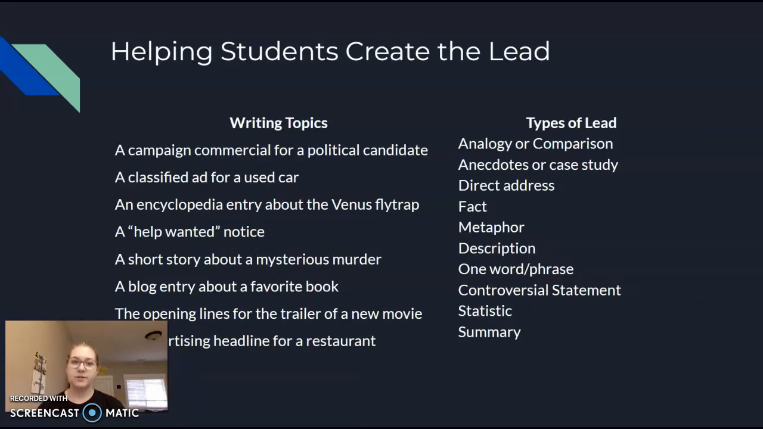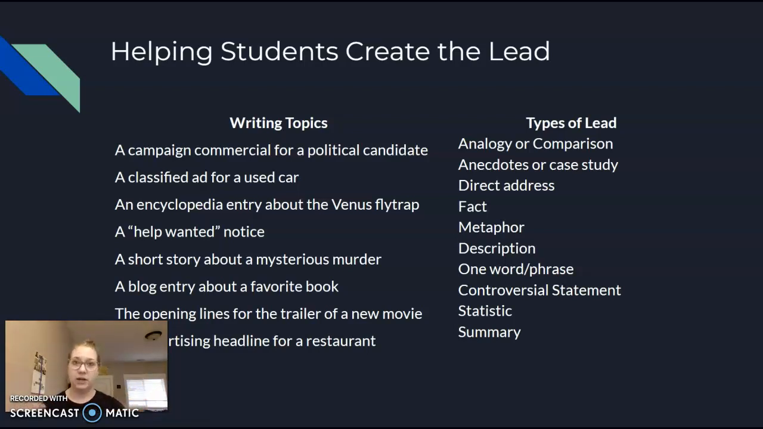So this is actually from the textbook. On the left, we have the writing topics. So this is an example of something you can give your students in class. You can mix and match the types of lead to the writing topics. So for writing topics, we see stuff like a campaign commercial for a political candidate, a classified ad for a used car, a blog entry about a favorite book, the opening line for a trailer of a new movie. And I'm sure kids will go crazy over that. An advertising headline for a restaurant, anything that you can have a writing topic about.